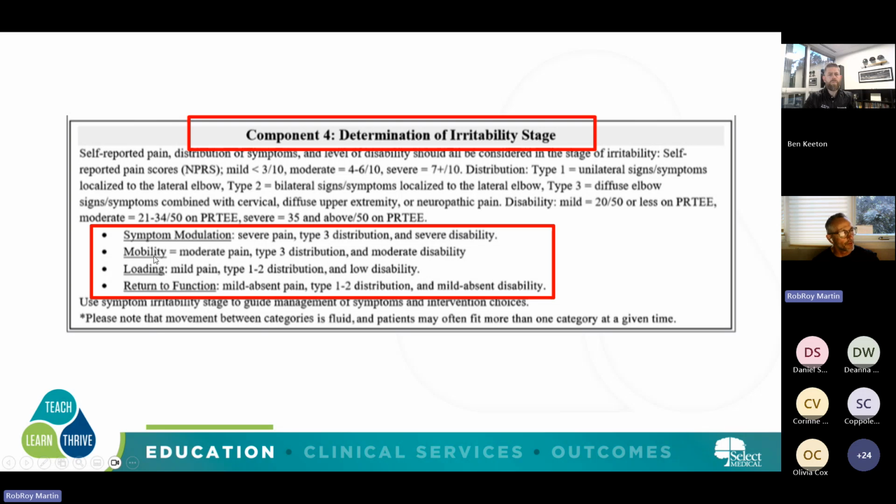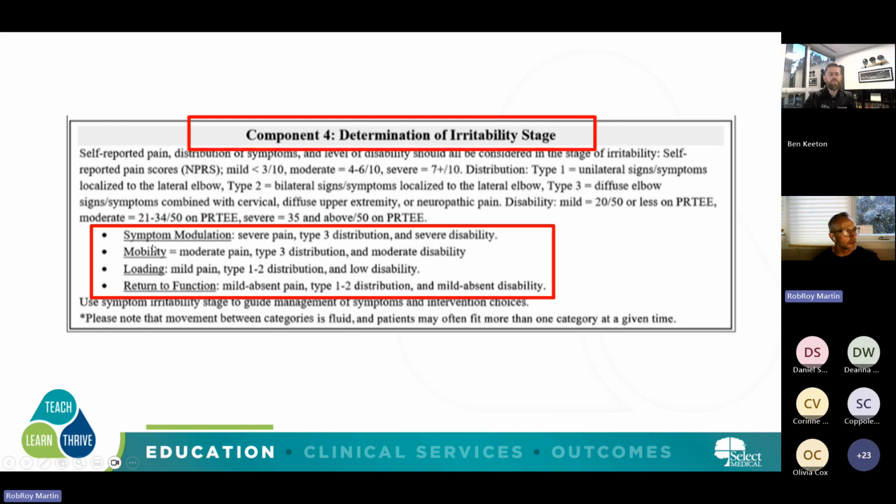If we have our mobility group, now we're looking at more of a moderate level of pain, and you even see that these pain levels are defined, a more diffuse distribution and a moderate level of disability. We have our loading group, which now we're talking about mild pain, our type 1 to 2 distribution, so more localized to the elbow, lower disability. And then we have our return to function, so our patients who have very little to no pain at all, that's isolated only to the elbow, and very little disability.